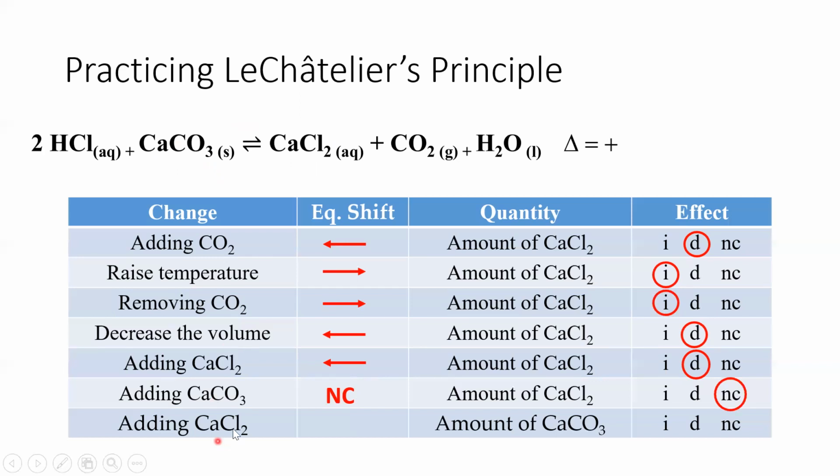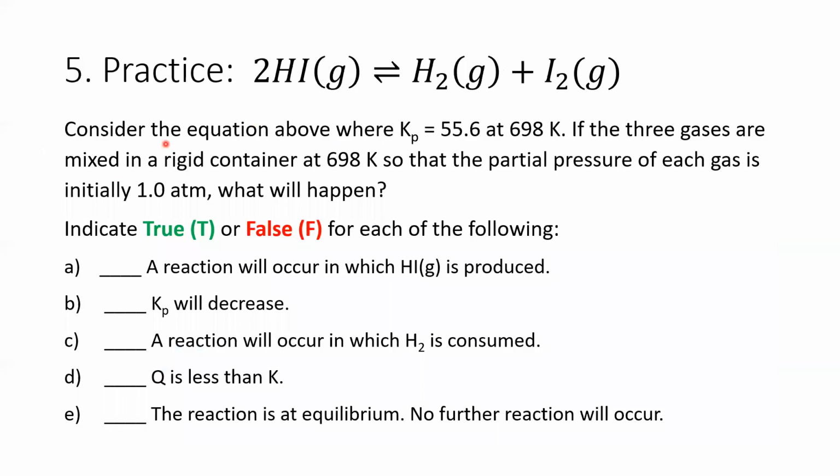Let's say we add calcium chloride. Okay, which way is it going to shift? Going to shift to the left. Now, what's going to happen to calcium carbonate? Well, it's shifting to the left. It's going to increase.